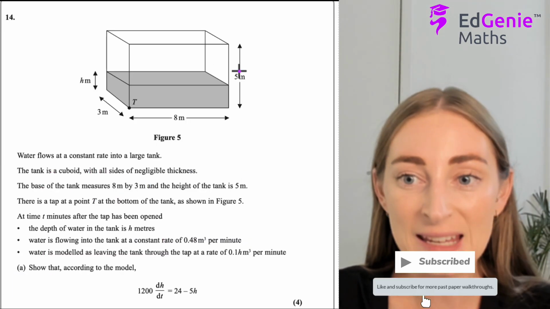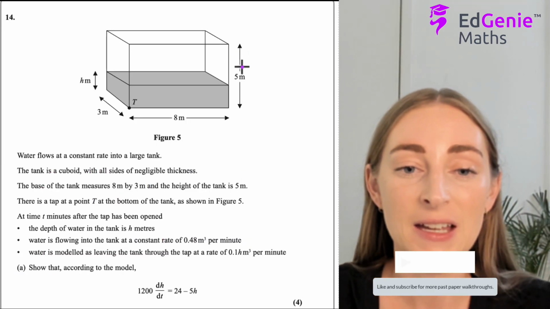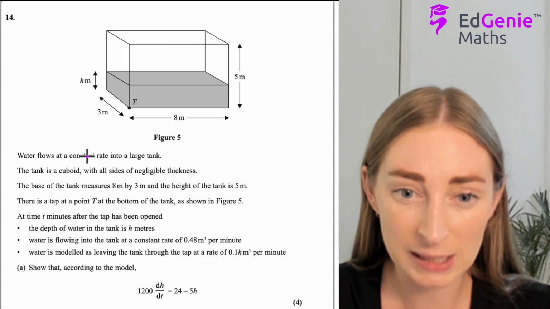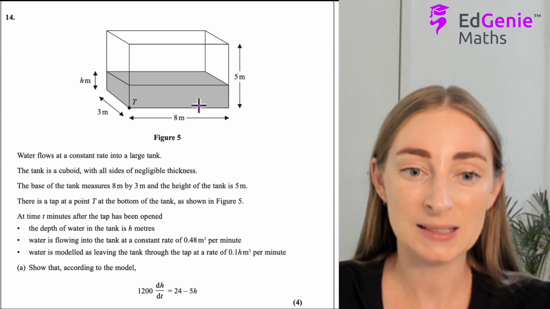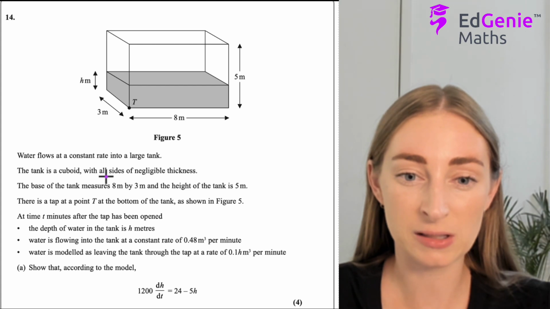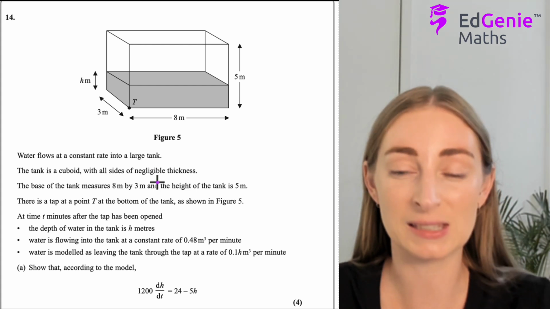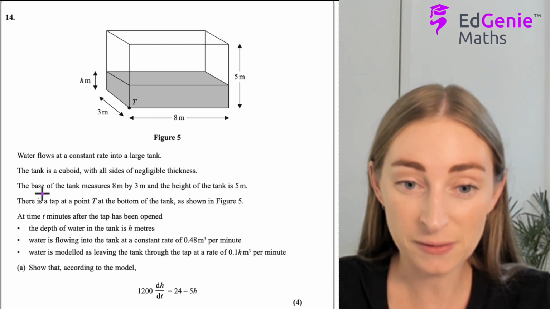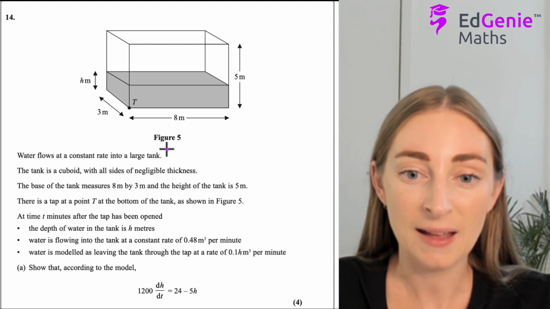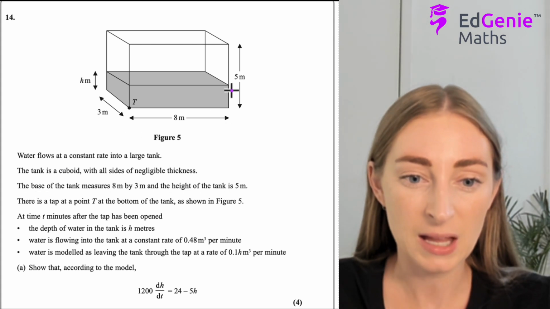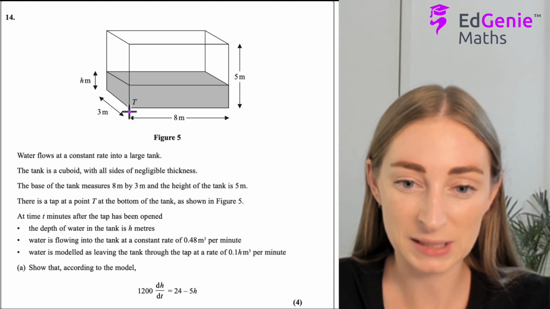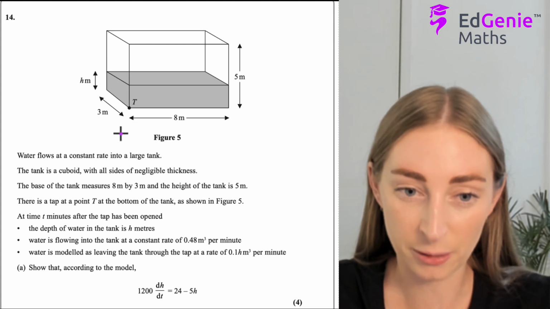Question 14, the end is near. So we have water flowing at a constant rate into a large tank. The tank is a cuboid with all sides of negligible thickness. So they're saying it's thin enough that we don't care about it. The base of the tank is 8 by 3 and the height is 5. There is a tap at point T at the bottom of the tank. Okay, so the water can flow out.